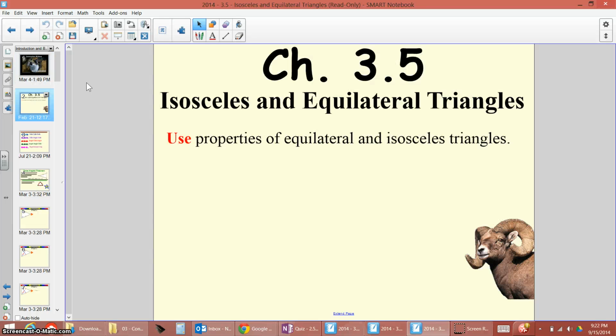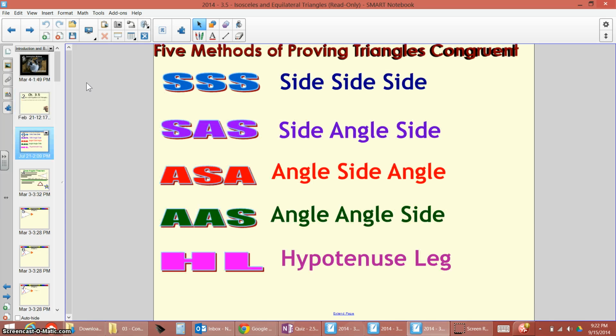All right. Starting out, 3.5. Isosceles and equilateral triangles. We're going to use these different properties in our proofs and to help us find triangle congruence. So remember, our 5 methods of finding triangles are congruent. Memorize these. They're on the test. You need to know them.